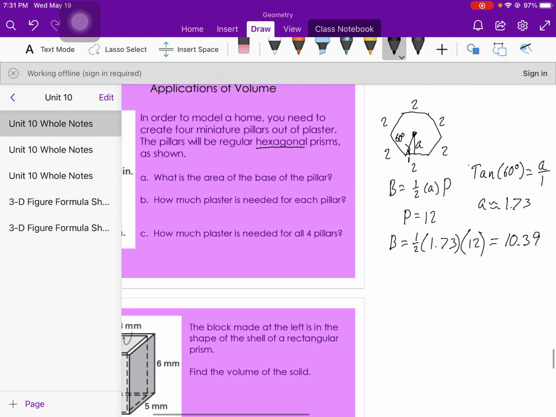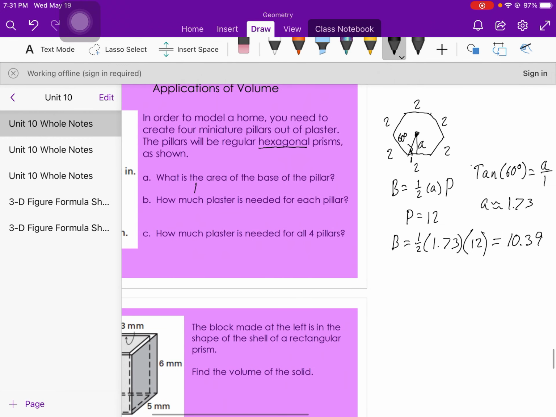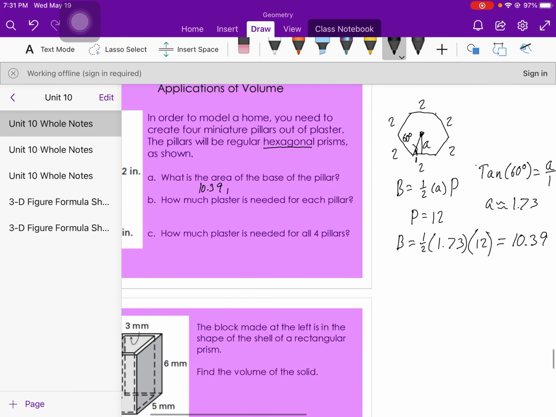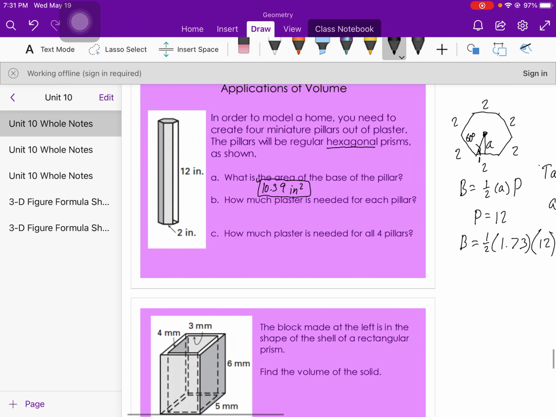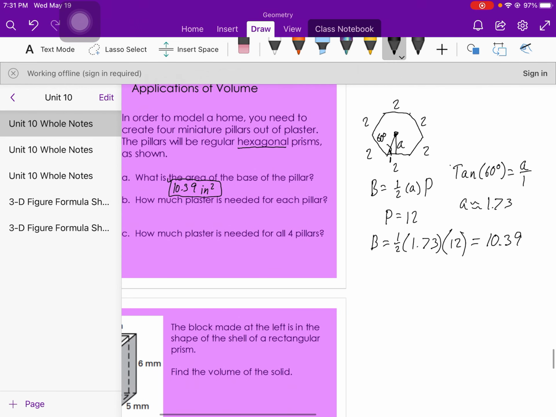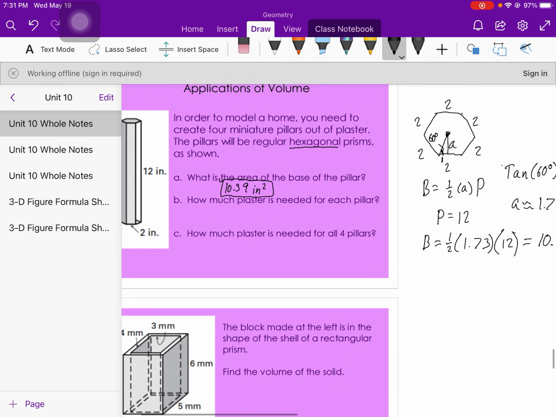Now let's think about what we've done so far. That is the area of the base. So that's going to be 10.39, and we're in inches squared. So there's our answer for the first part. For part B, how much plaster is needed for each pillar? So this is where I was saying we need to think about the whole pillar. So from top to bottom, how much material is needed. So that's actually going to fill in everything about it. So that's going to be the volume for this one.